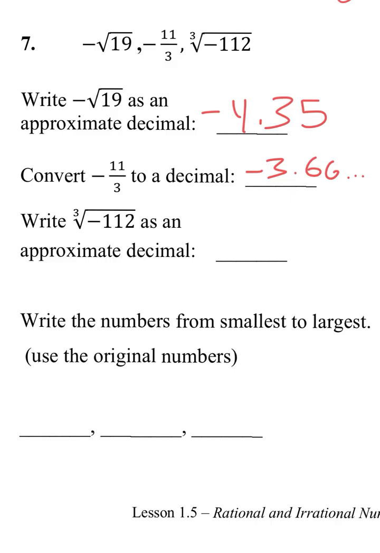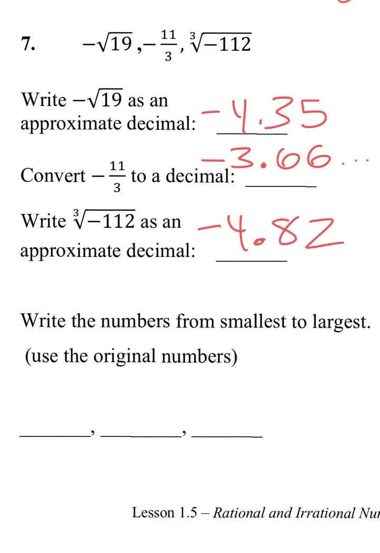And then the cube root of negative 112. So if you do that on your calculator, so it's actually negative. Oh, you know what? I messed up. I didn't line up my decimals. So it's negative 3.66, repeating. And then again, back to the cube root of negative 112. When you do that, you actually get negative 4.82. All right. Now, comparing negative numbers can be a little tricky and a little confusing, but hopefully it'll make more sense to you.